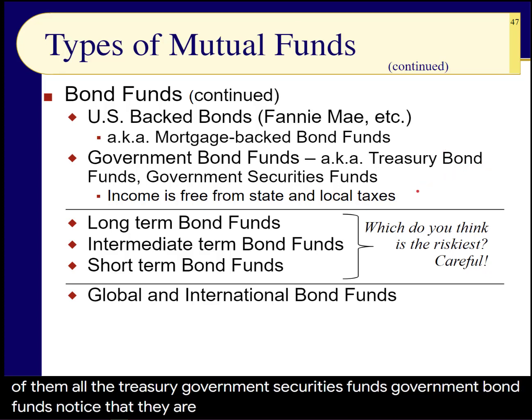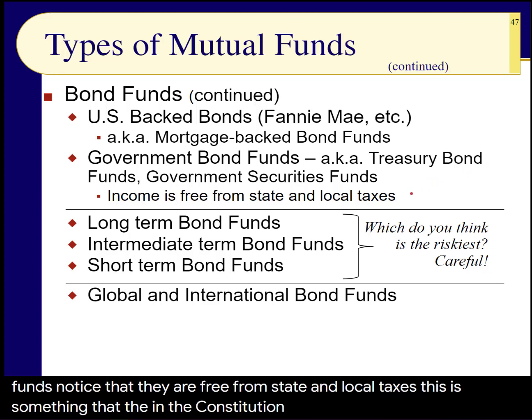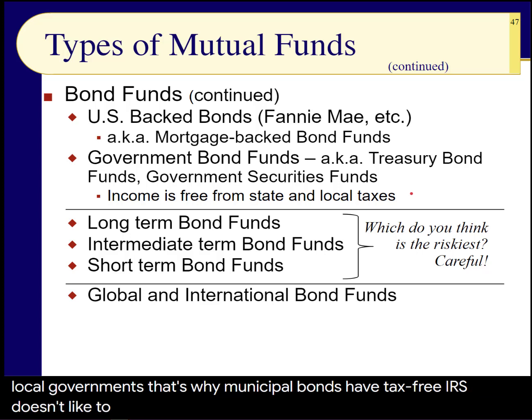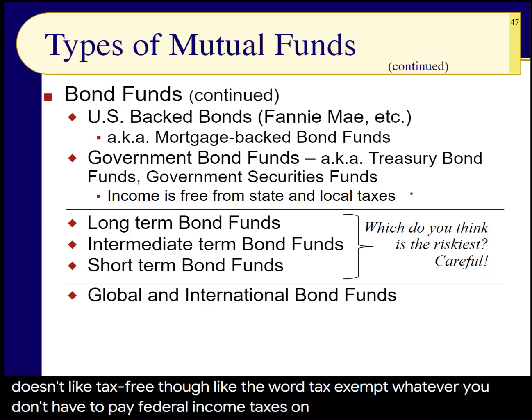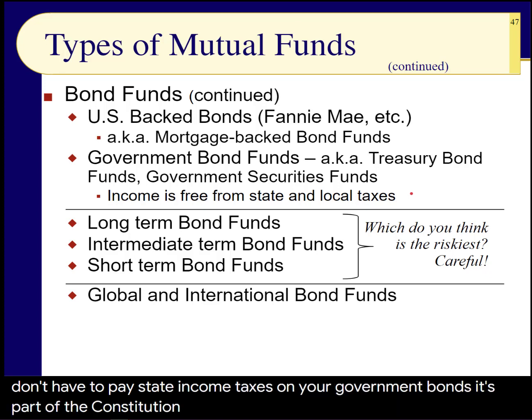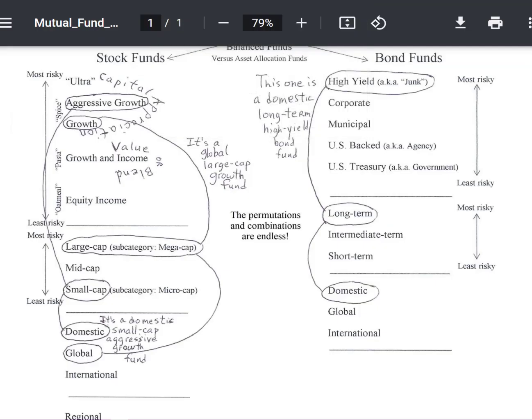Notice that they are free from state and local taxes. This is something that's in the Constitution. The feds can't tax the state and local governments. That's why municipal bonds are tax-free. IRS doesn't like tax-free. They like the word tax-exempt, whatever. You don't have to pay federal income taxes on your muni bonds. And you don't have to pay state income taxes on your government bonds. That's part of the Constitution. So we've gone on our Scramble sheet from the high-yield junk bonds, corporate, muni, U.S.-backed, and U.S. Treasury, from the most risky to the least risky.